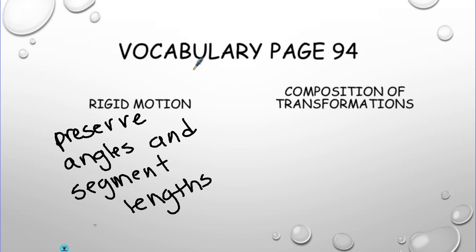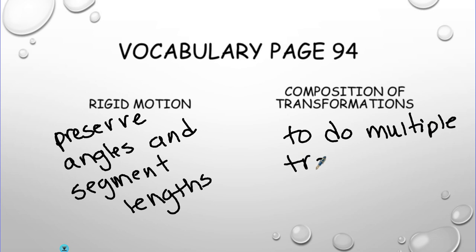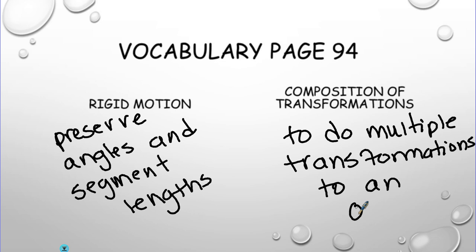So composition of transformations means to do multiple transformations to an object. And I think we are finished with vocab. Let's check. Yes, you are. Okay, so make sure you get this in your notebook, and I'll catch you on the next video. Bye.